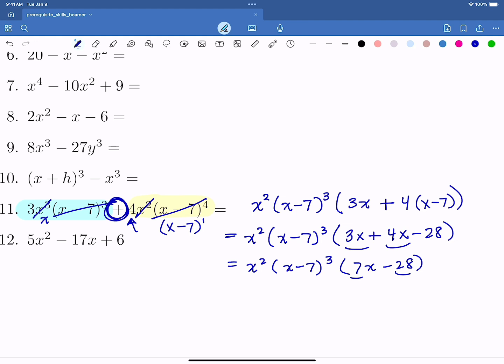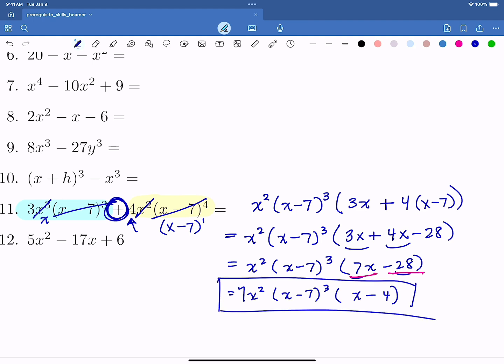Factoring out means dividing by. I can divide each of those terms by 7. So x squared, (x minus 7) cubed, I'm going to factor out a 7, and I'll write that in front. And when I factor out a 7, I'm dividing by 7, dividing by 7. So what's left behind? x minus 4. Okay, so final answer, 7x squared times (x minus 7) cubed times (x minus 4).